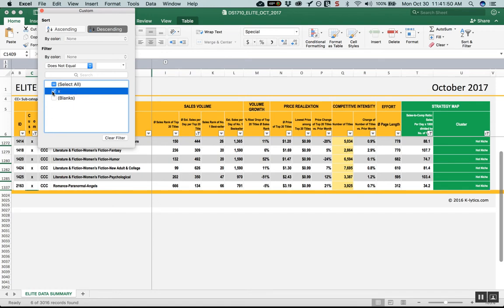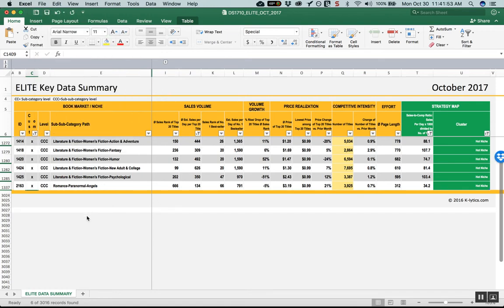Okay. All right, so what I ended up with out of all of that, remember we picked 23 and I chose these. So you could choose other stuff that you might be interested in. You can change your parameters, but this is what I chose. I ended up with a lot of women's fiction stuff, and I ended up with action adventure, fantasy, humor, new adult and college, psychological, paranormal angels. Okay? Because I want to be able to write in something that I know is going to work and in areas that I like. So, before I even go over to Amazon, I can look at the numbers now.